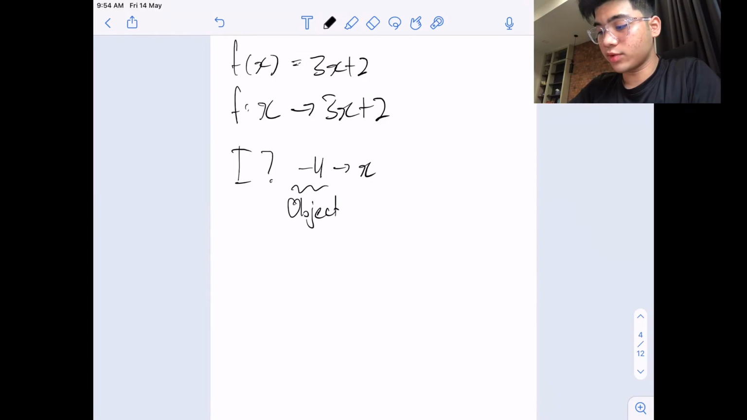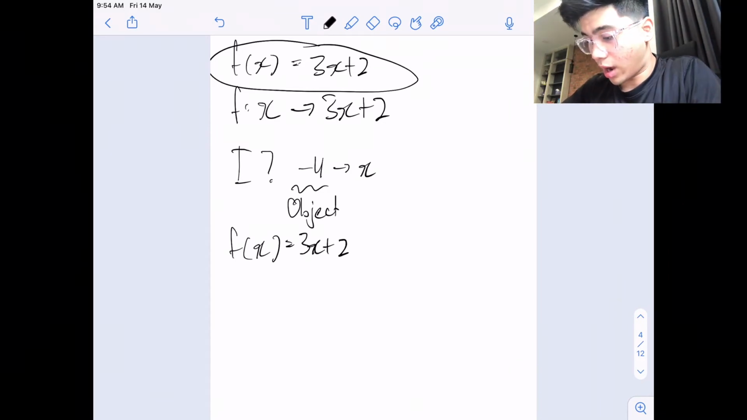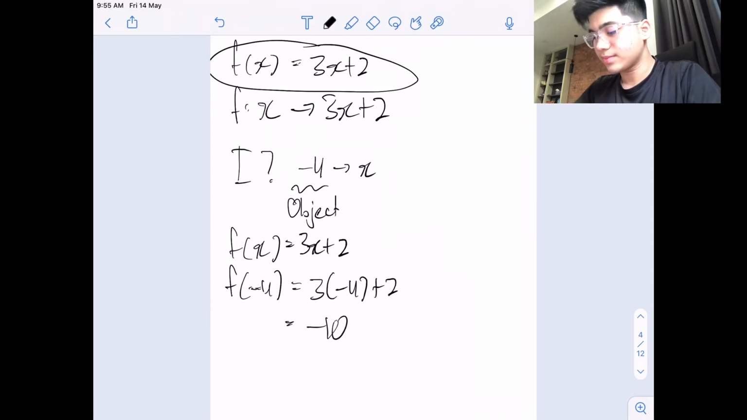So I'm going to be using this right here as my example. So let's just write it back down. f(x) equals 3x plus 2. Now I want to find the image of -4. So I'm putting -4 into my x over there. So it's almost like subbing into the equation. -12 plus 2, -10, alright?